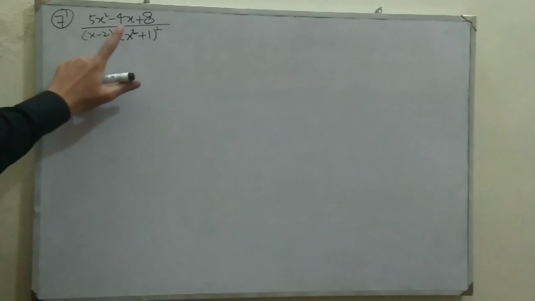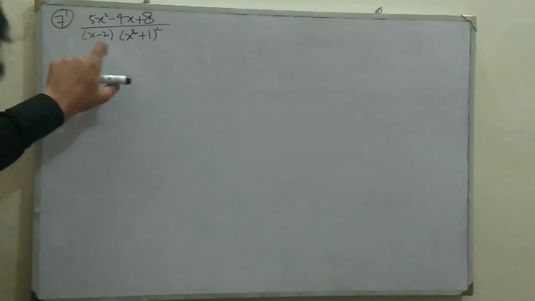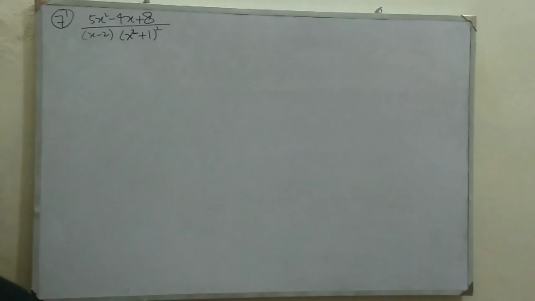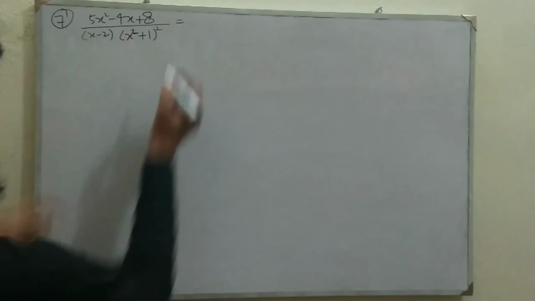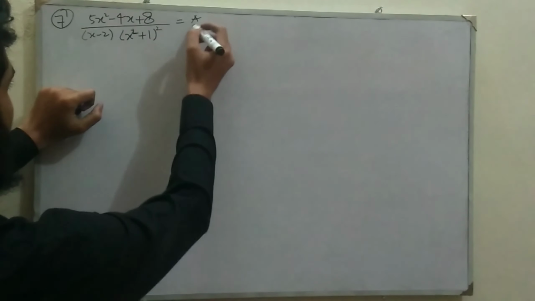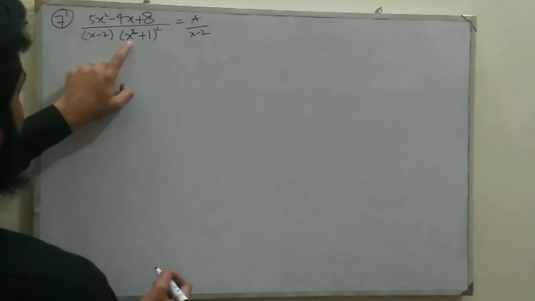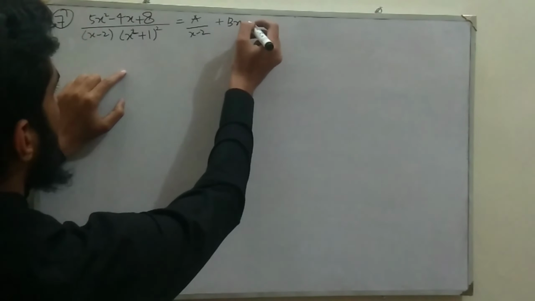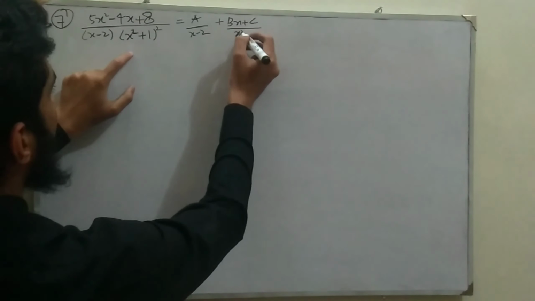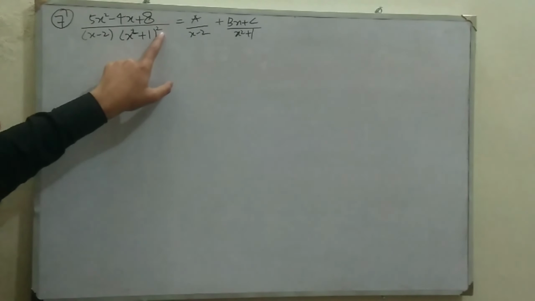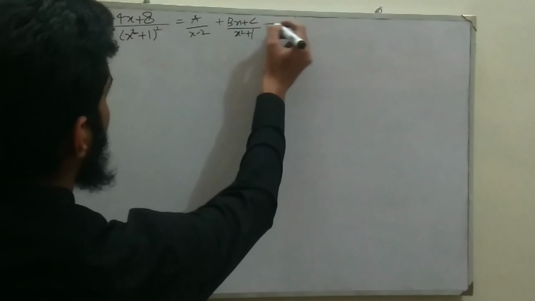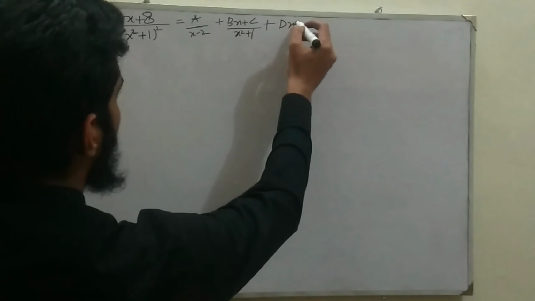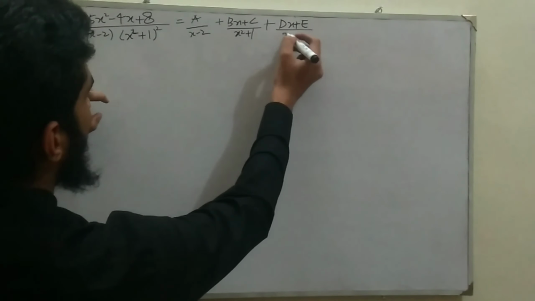Now move to question number 7 related to exercise number 4.2. 5x square minus 4x plus 8 divided by x minus 2 multiplied by x square plus 1 whole square. So resolve this fraction into partial fractions. Here this is a linear factor, that's why we take a single constant a divided by x minus 2. Here it is a quadratic factor because the highest power of the variable x is 2, that's why we take two constants, bx plus c divided by x square plus 1. And here it is also second degree, that's why we take another two constants, dx and e in this case. So dx plus e divided by x square plus 1 whole square.